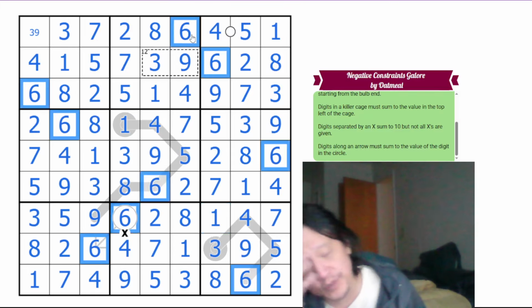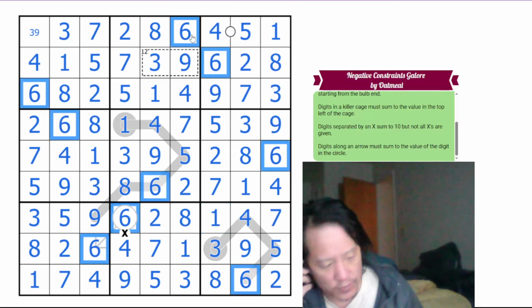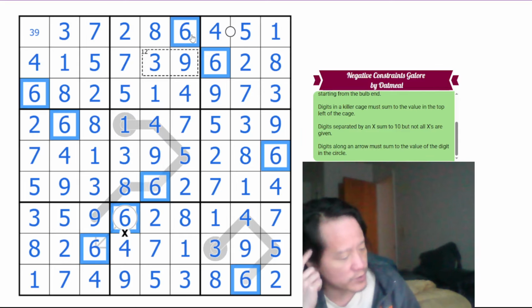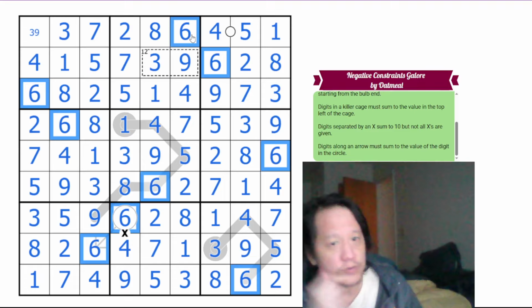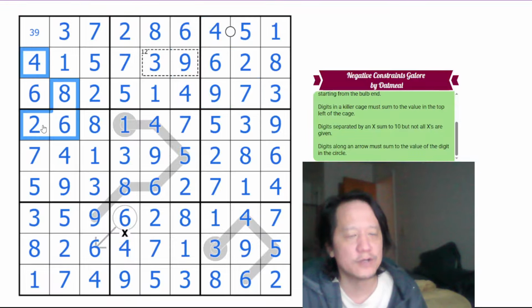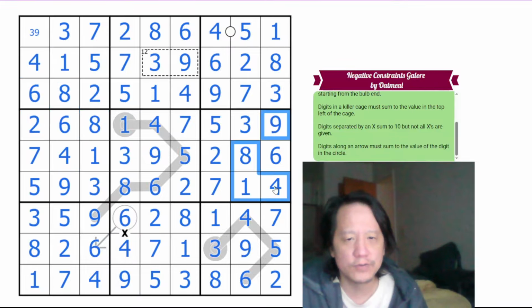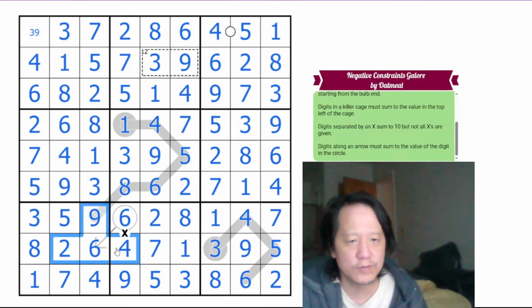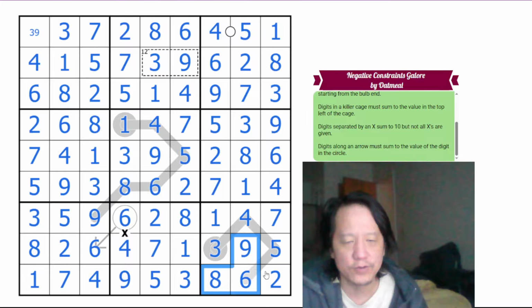6 must avoid 5, 7. So 5 and 7 are already accounted for because we checked all the 5s and 7s. So we just can't have a 3 next to it. No 3.